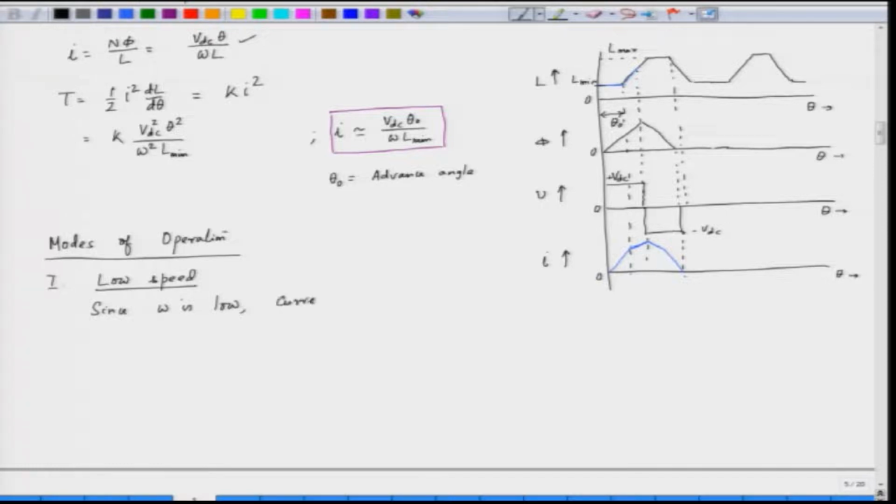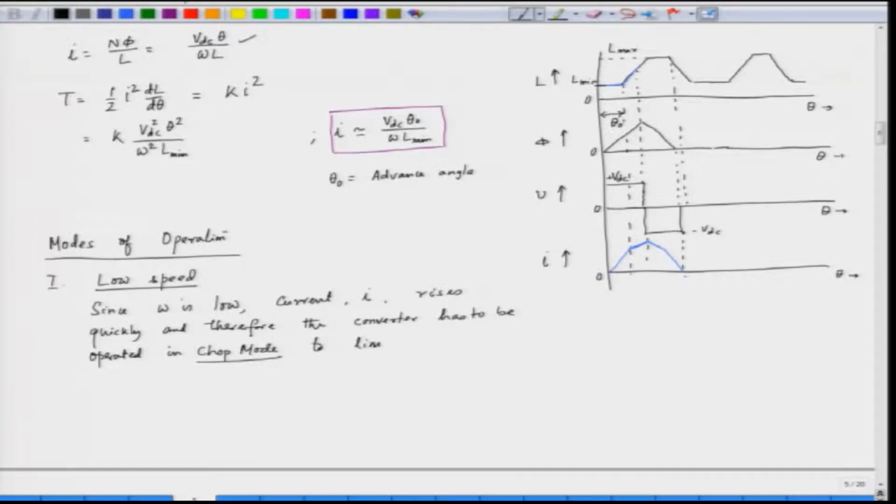current I rises quickly, and therefore, the converter has to be operated in chop mode to limit the current.